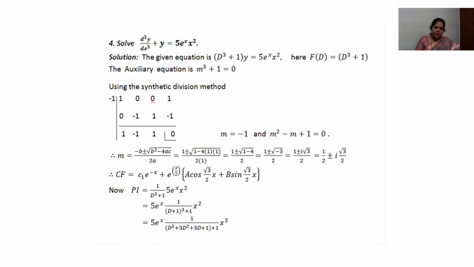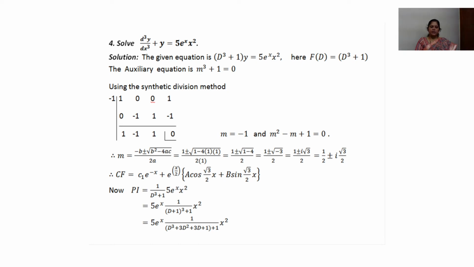So our formula is m is equal to minus b plus or minus root under b square minus 4ac by 2a. So substitute these values in this formula. We'll get 1 by 2 plus or minus i into root 3 by 2. Therefore, complementary function is c1 into e to the power minus x and complex root alpha is 1 by 2, beta is root 3 by 2. That's why e to the power x by 2 into a cos root 3 by 2x plus b sin root 3 by 2x.